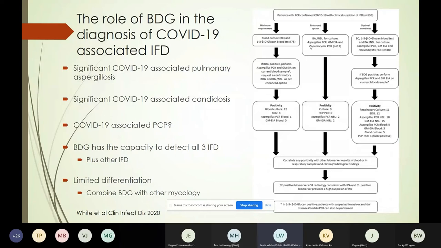But ideally, this would be combined with a BAL or non-directed bronchial lavage, on which we perform culture, Aspergillus PCR, galactomannan ELISA, and a Pneumocystis PCR. And in doing so, we were hoping we would provide a belts and braces approach for the diagnosis of invasive fungal disease in the critical care COVID-19 patient.